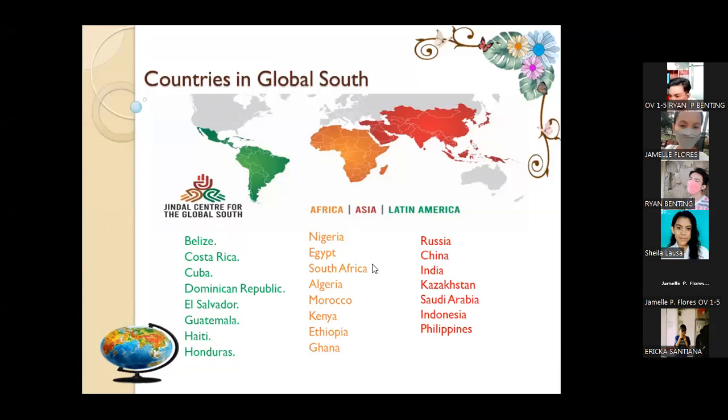So here are the countries in Global South. In Latin America, we have Belize, Costa Rica, Cuba, Dominican Republic, El Salvador, Guatemala, Haiti, and Honduras. While in Africa, we have Nigeria, Egypt, South Africa, Algeria, Morocco, Kenya, Ethiopia, and Ghana. While in Asia, we have Russia, China, India, Kazakhstan, Saudi Arabia, Indonesia, and Philippines. Next slide, please.